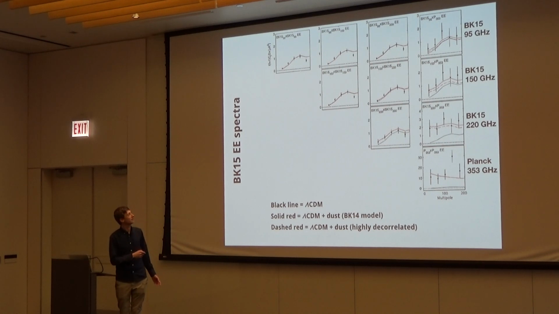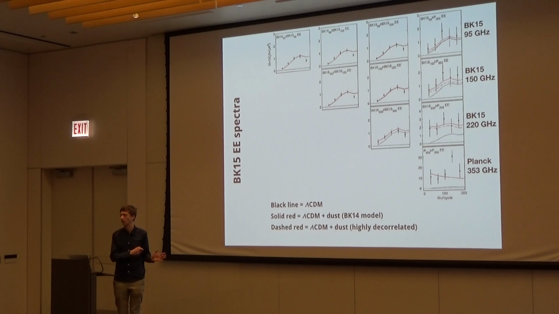And so what you can see is, again, this is the E-mode spectrum. It's quite a bit larger than the B-modes. You'd expect it to be less significantly impacted by those dust foregrounds. And yet what you can see is, okay, at 95 gigahertz and 150 gigahertz, yeah, that impression is quite correct.